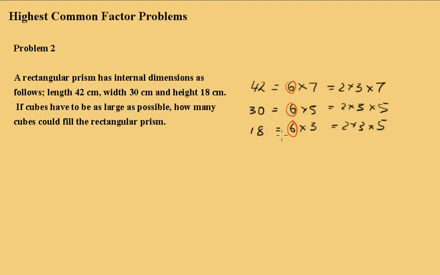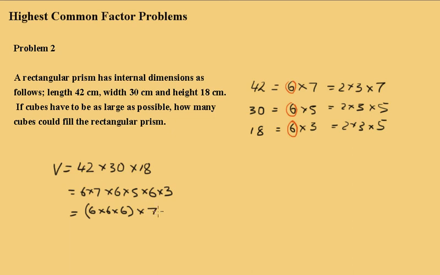Now we can work out the number, because we know how to work out the volume of that rectangular prism. So the volume would be 42 times 30 times 18, which is 6 times 7 times 6 times 5 times 6 by 3. And just regrouping that, we'll have 6 times 6 times 6, which is the volume of one cube, 6 by 6 by 6, times 7 times 5 times 3.